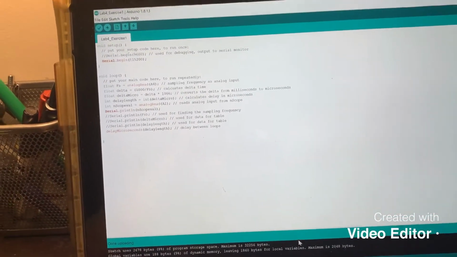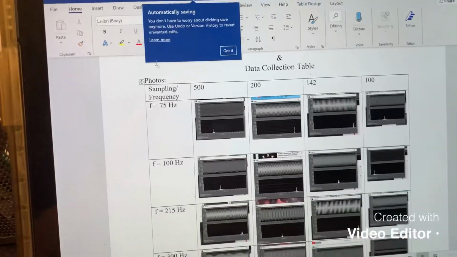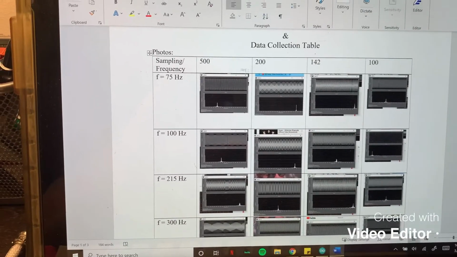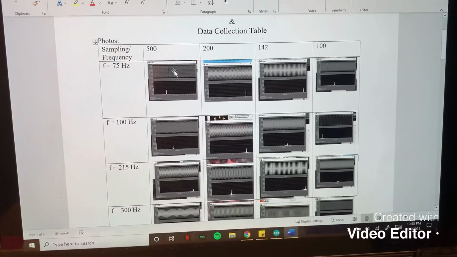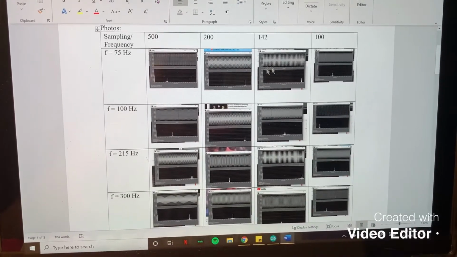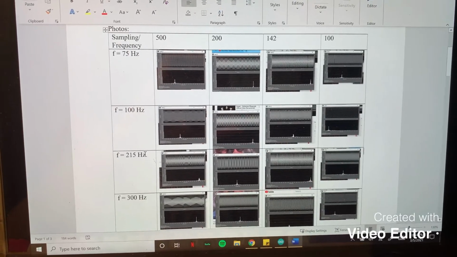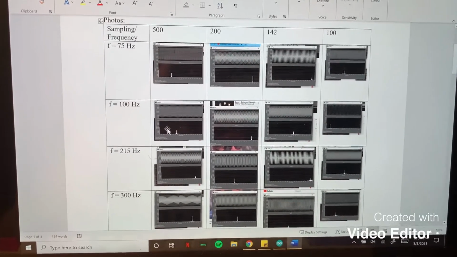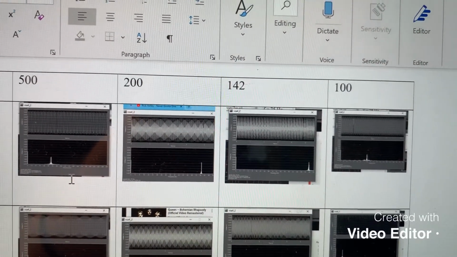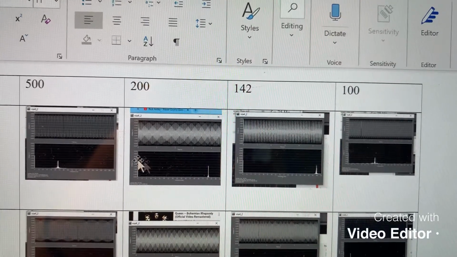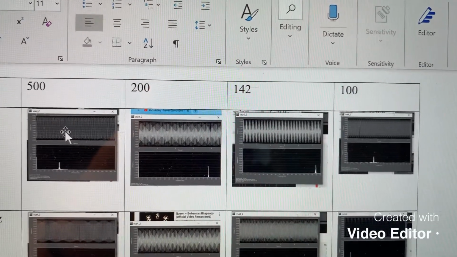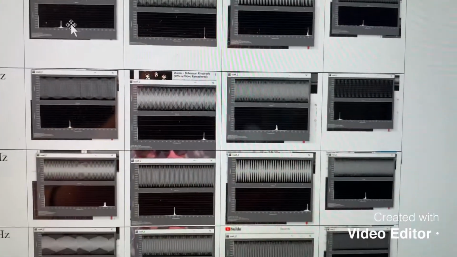Moving on to my images. As you see, I have this little table here, organized by sampling frequency versus input frequency. 500, 200, 142, and 100 hertz are our four sampling frequencies, and our four input frequencies are 75, 100, 215, and 300 hertz. Just looking at the 75 hertz, we have our output frequency at the bottom, as well as our plot on the top, all oscillating roughly between 0 and 5 volts with a DC offset of 2.5 volts on all of them.